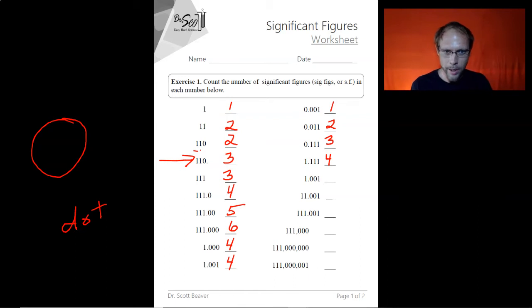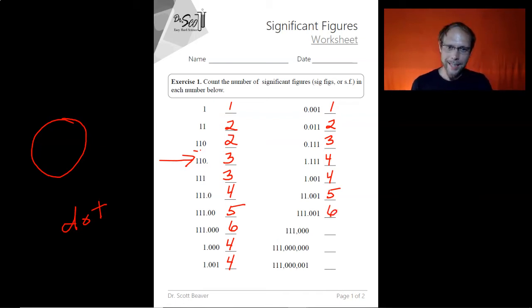And now we have 1.001. Looks like maybe we got a repeat there, but same idea. The zeros in the middle always count. The next couple, 11.001, all the digits are significant. The zeros are in the middle. They always count. 111.001. Again, there's ones at the beginning and the end. The zeros are in the middle. Zeros in the middle always count. We have 6 significant figures.